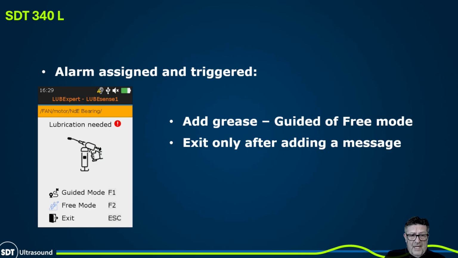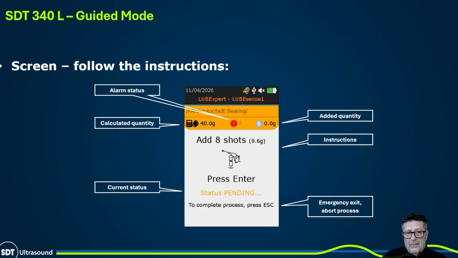Or alarm is assigned and triggered, lubrication is needed. In this moment, in the background, the message is generated about lubrication being needed or not. And you should add grease. You choose guided mode or free mode, or exit, but only after adding a message that you are willingly ignoring the alarm. If you choose the guided mode, this is the screen that you will see.